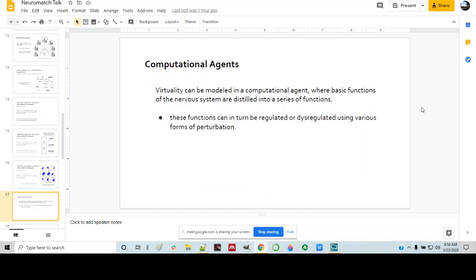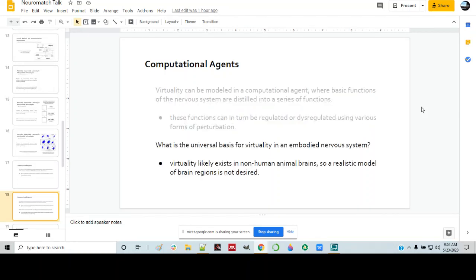Then we can also model this using computational agents. I think using human subjects is rather limited, but you have computational agents you can use as well. In the case of a computational agent, we'll take the basic functions of a nervous system and distill them into a series of functions. These functions can be regulated or dysregulated using various forms of perturbation. And then what is the universal basis for virtuality in an embodied nervous system? Well, we don't know. We don't necessarily want to use realistic models of brain regions. We want to capture some of these processes of change.